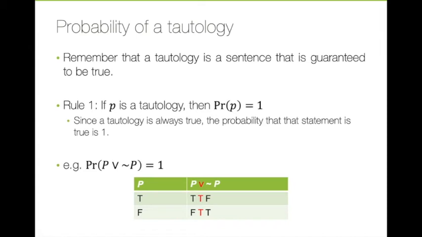Take this example. The sentence P or not P is a tautology. We can demonstrate that in a familiar way with the truth table shown here. You can see that the sentence is true, as marked under the main connective there in red. No matter whether P is true or false, the sentence P or not P is true. That makes it a tautology, so the probability that P or not P is true equals 1.